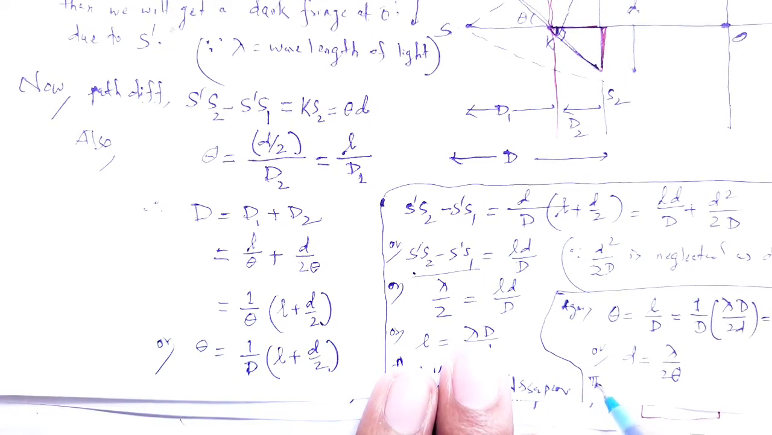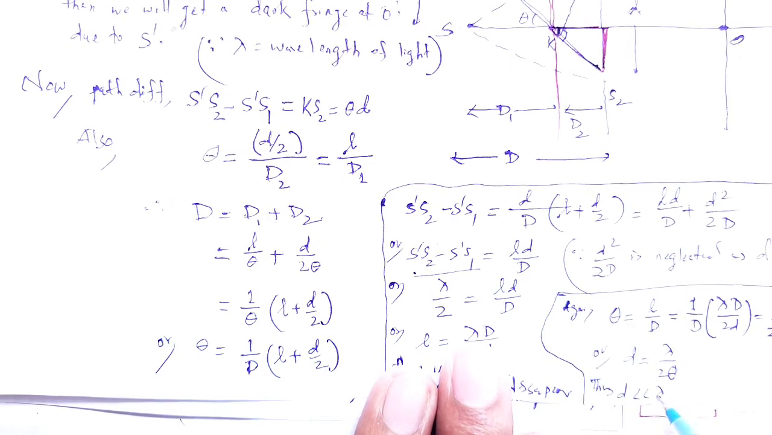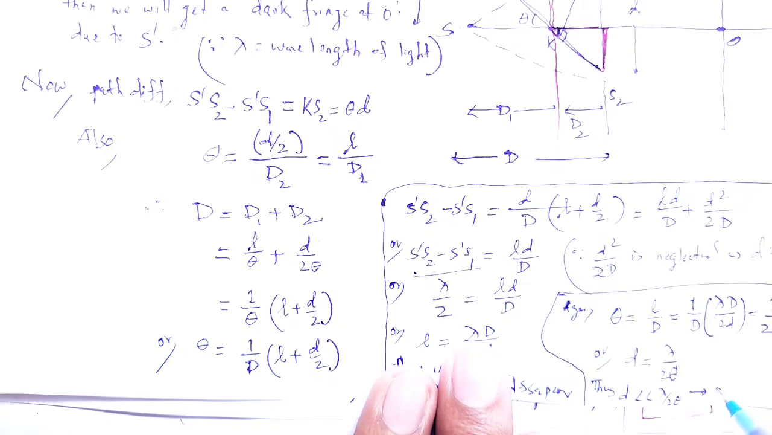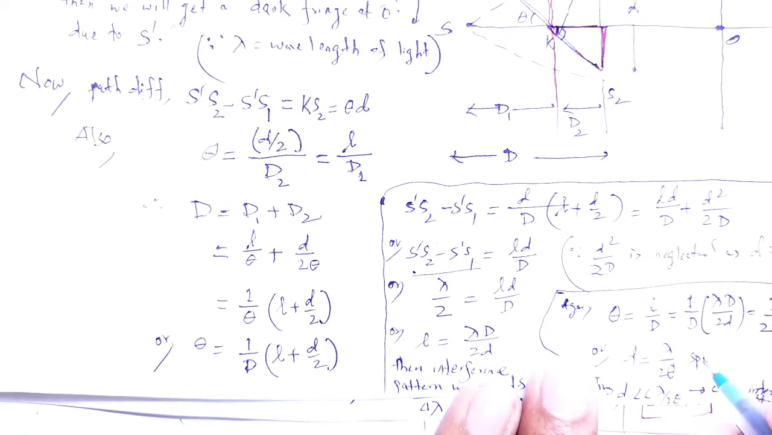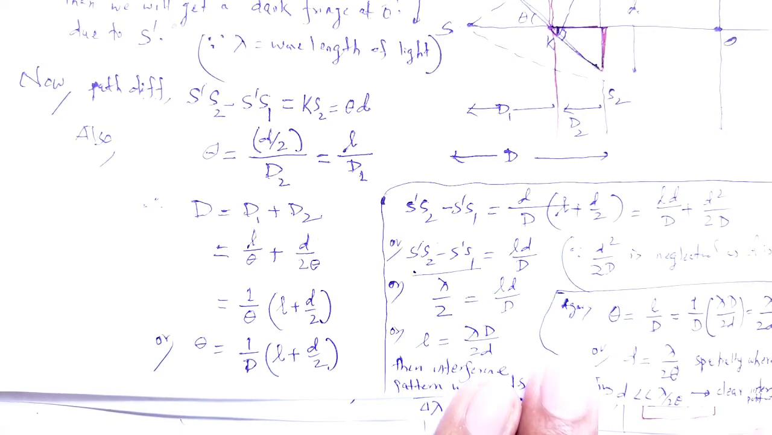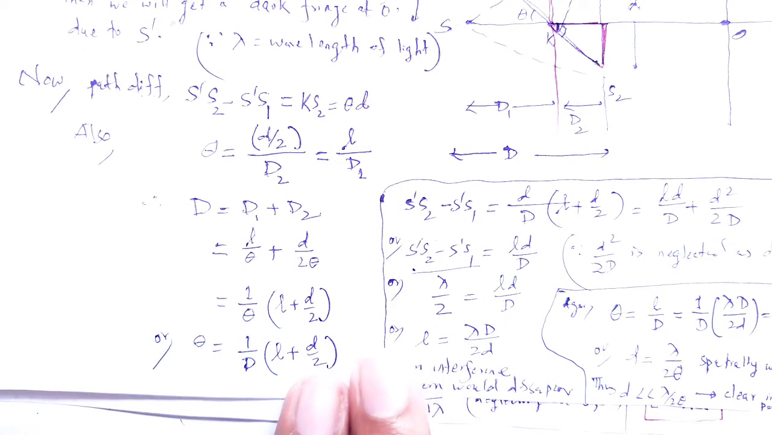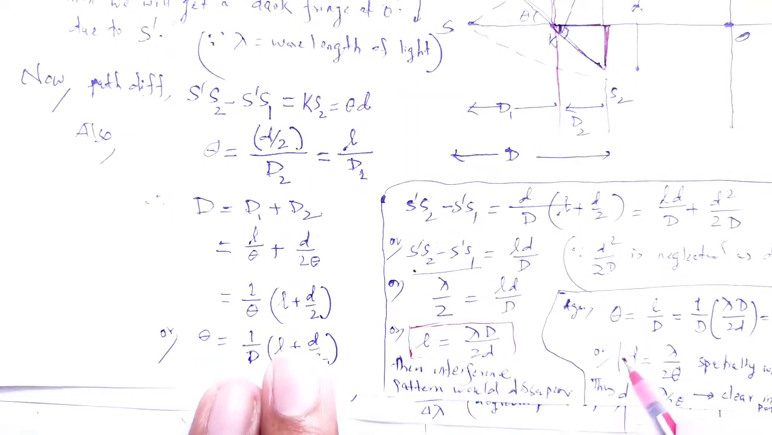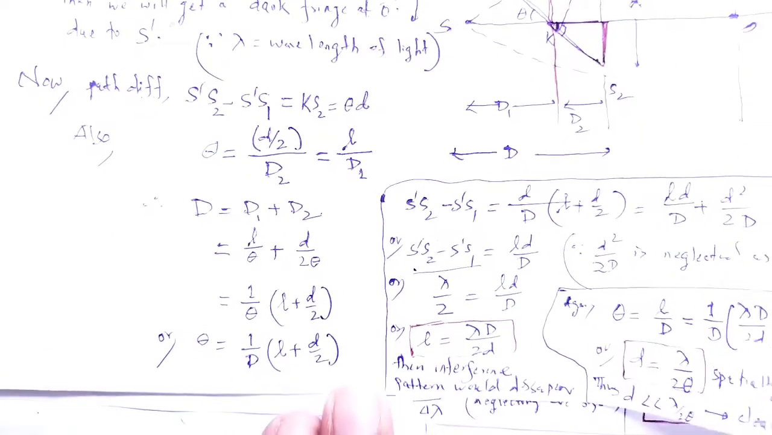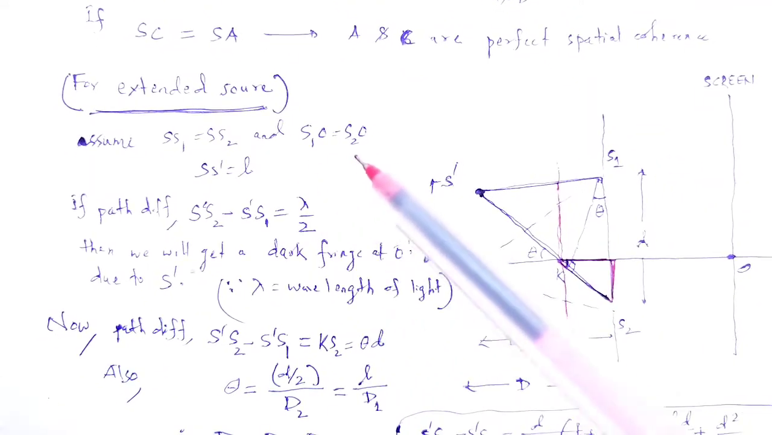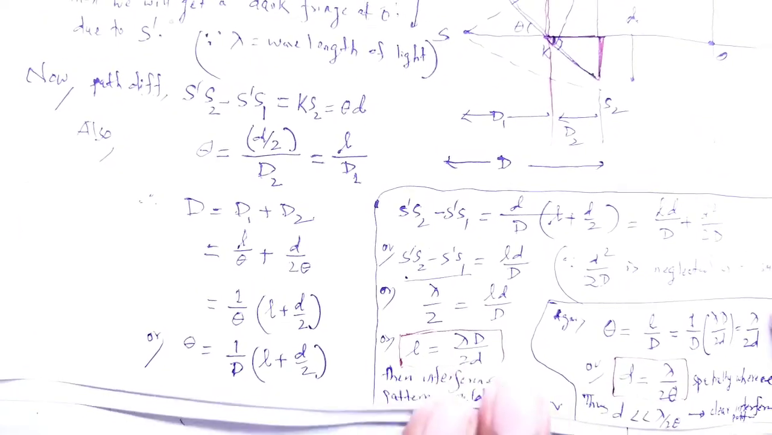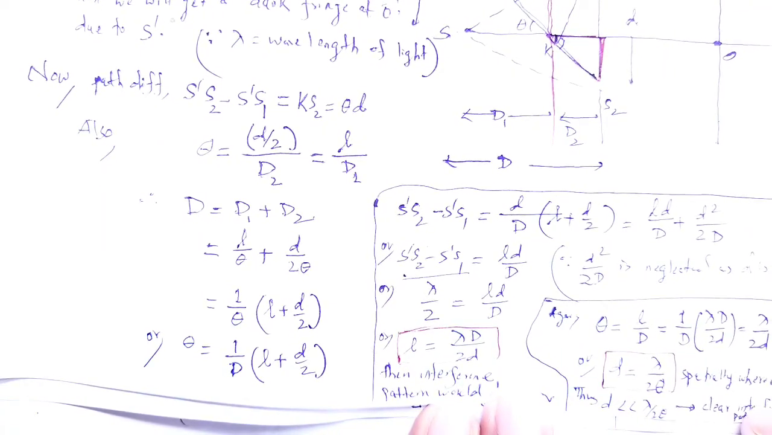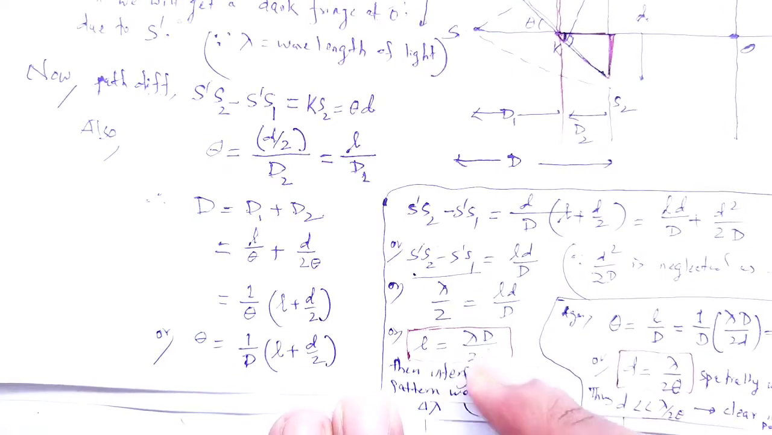Thus, if d is less than lambda by 2 theta, we get a clear interference pattern. Here we get spatial coherence. In this way, we understand spatial coherence in case of an extended source, taking Young's double-slit experiment into account. At the spatial coherence condition, the clear interference pattern is observed. Here no interference pattern is observed.